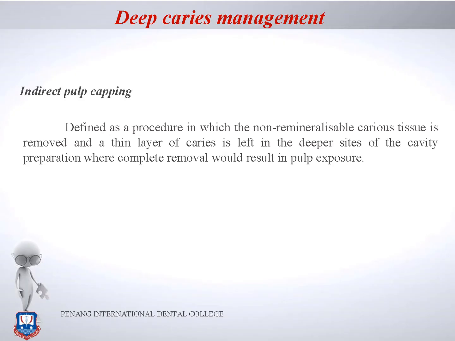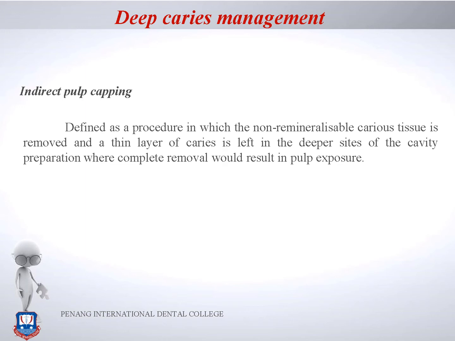Indirect pulp capping is defined as a procedure in which the non-remineralizable carious tissue is removed and a thin layer of caries is left behind in the deeper sides of the cavity, where complete removal would result in pulp exposure. So you can only decide this by looking at a radiograph. In the radiograph, if you see the caries is approaching the pulp, but there is no history of irreversible pulpitis, then better not to remove the whole carious dentine, because you will expose the pulp and you have to do pulpotomy or pulpectomy later.